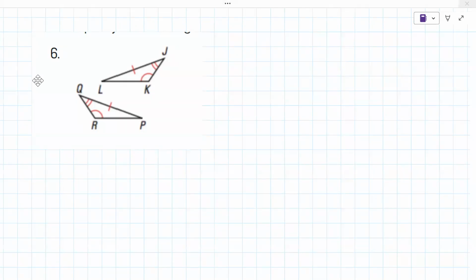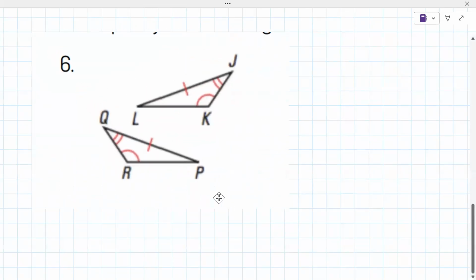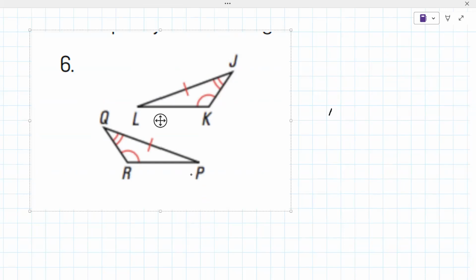All right. So, tell me about this one. What do you see? Do you see enough here to prove congruence? Well, there's two angles inside. Okay. Which of those letter groupings is it? I'd say it's angle, side, angle. You are correct. Very good.